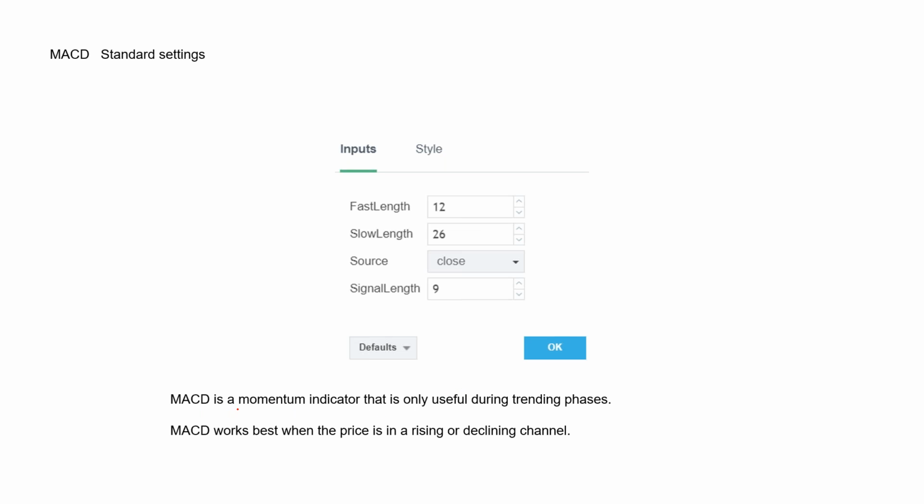So just keep in mind the MACD is a momentum indicator, and it's only useful during trending phases. MACD works best in a rising or declining channel. Now what that means is as price starts to swing, we really want our MACD also to swing as well, to confirm what we're seeing, what's happening in our chart, looking at these momentum moves.